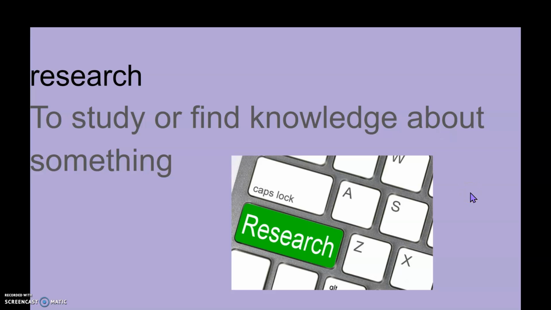Research is to study or find knowledge about something. So I put a keyboard here with the word research on it because a lot of times you think of doing research on the computer. You can also do it in a book. It's just to study or find out more about something.